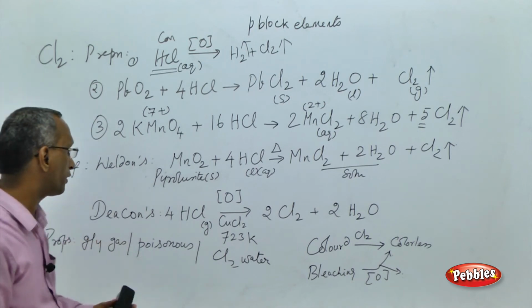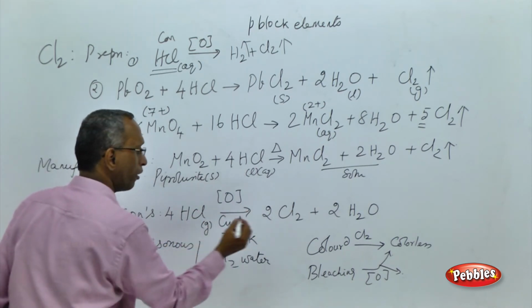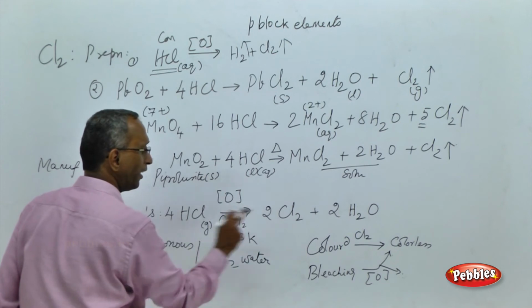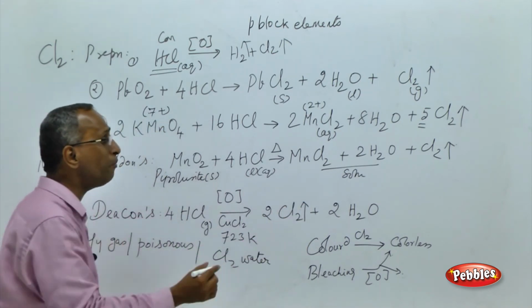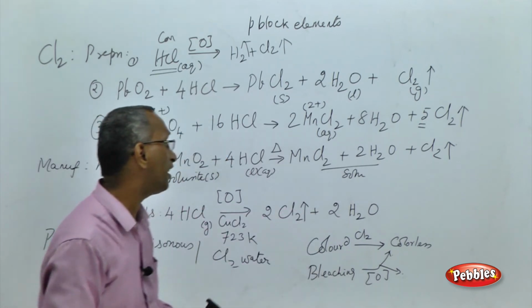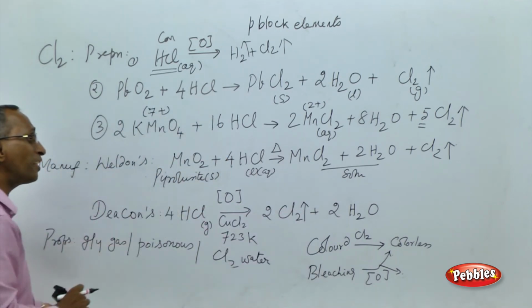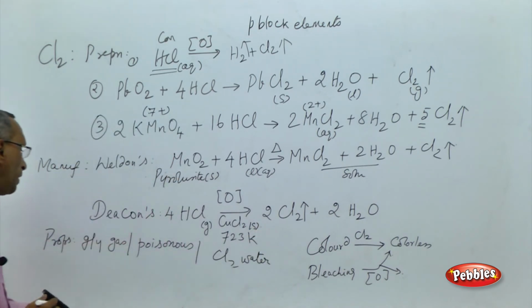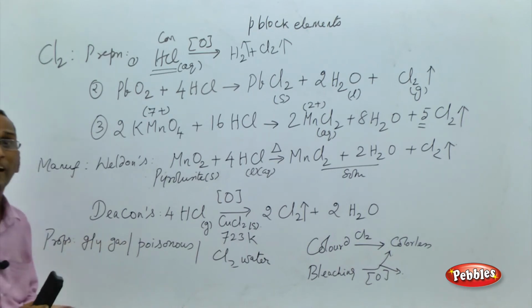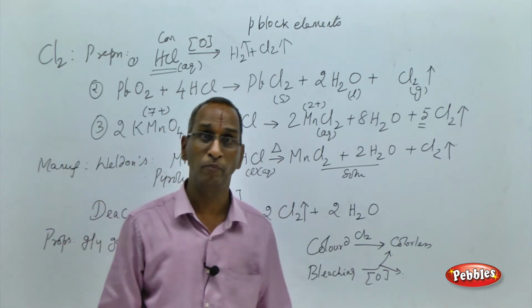CuCl2 is the catalyst. HCl is oxidized. Oxidized means removal of hydrogen from HCl. Chlorine gas is evolved. So steam is formed. It is not liquid. Steam formation is there. It is a gas phase reaction with solid catalyst cupric chloride. So these are the important preparative methods for chlorine.